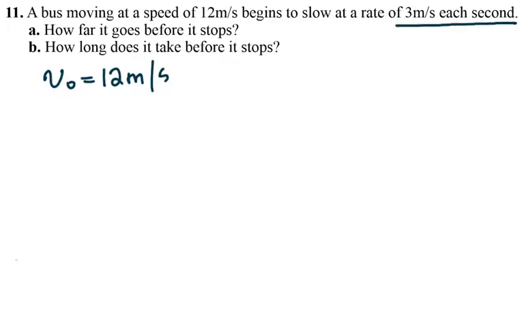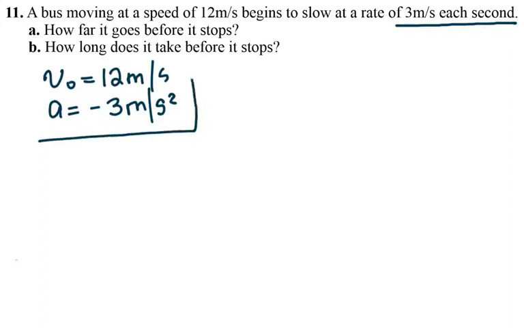So what does that mean? 3 meters per second each second. I think that's acceleration, and it's negative because it slows down. 3 meters per second each second, that means squared. How far does it go before it stops, and how long does it take before it stops? So I know final velocity is 0 because it stops. So because I have acceleration, again, I can use the acceleration formula, which is the change of the velocity over the time. From here, I can find the time.